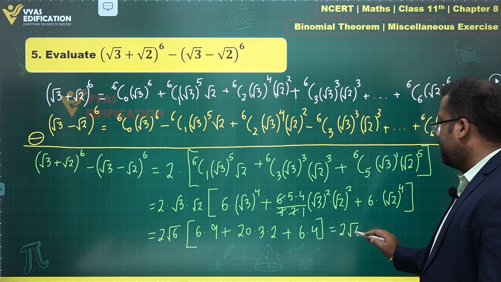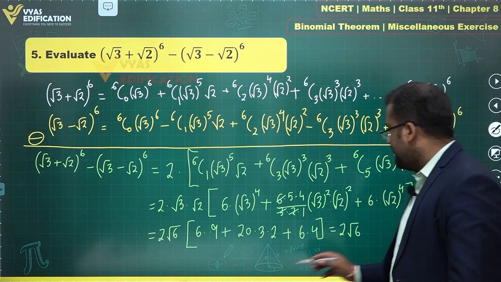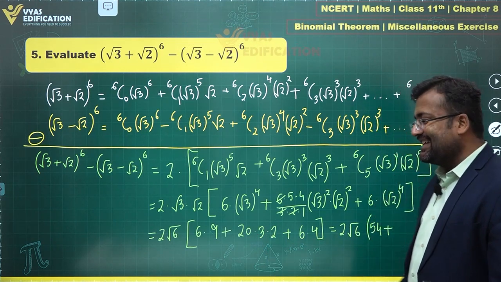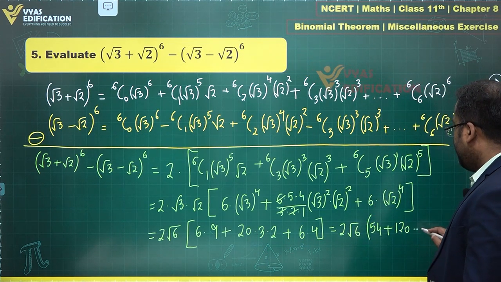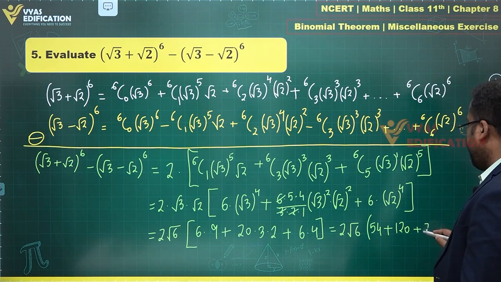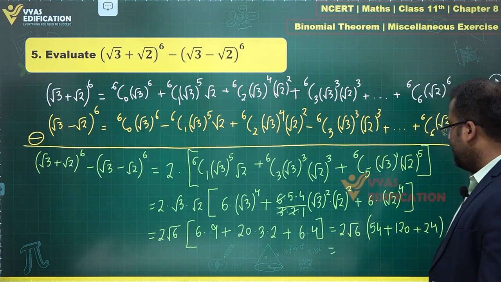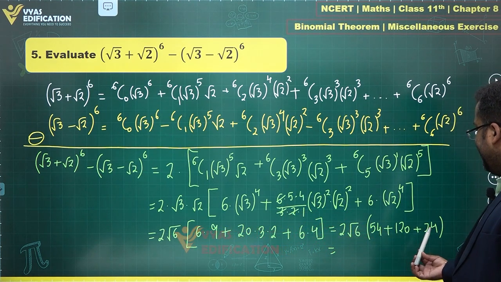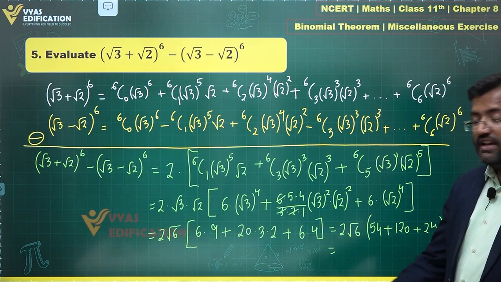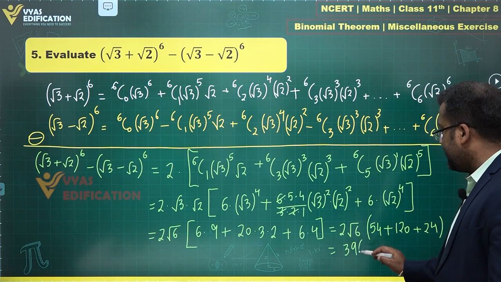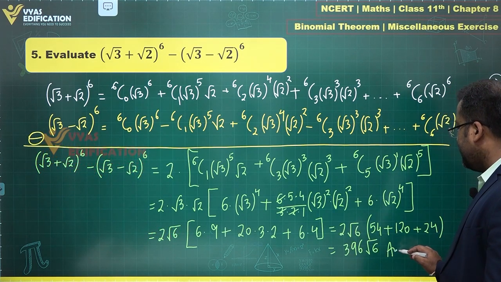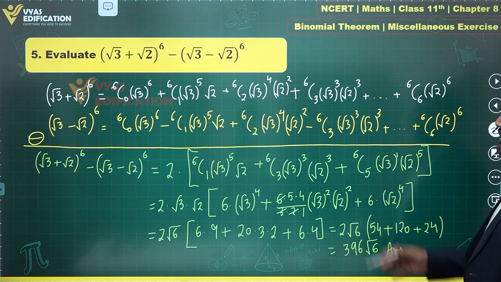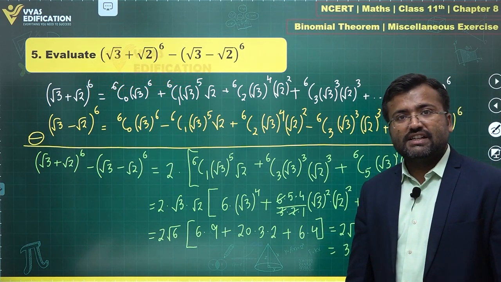The final result that you will be getting is this. 9 times 6 is 54 plus 20 times 6 is 120 plus 6 times 4 is 24. This is what I am getting. What do you get is 198. Yes, 198 times 2 is 396. Square root of 6 is also there, and that is the final answer for this question, as you can see behind me. That's the complete solution of this question. Is that all? Yes, that's all in this question.